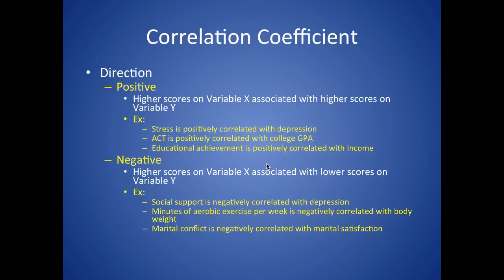Negative correlations involve higher scores on one variable and lower scores on a second variable. For example, social support is negatively correlated with depression. So the more social support you get, the lower, say, your depression score would be. Another is amount of aerobic exercise per week and your body weight. Generally speaking, exercising more is related to lower weight. Marital conflict, the amount that you fight, and your total marital satisfaction are also negatively correlated.